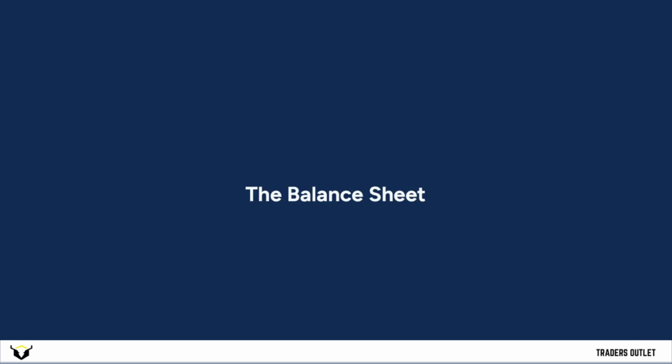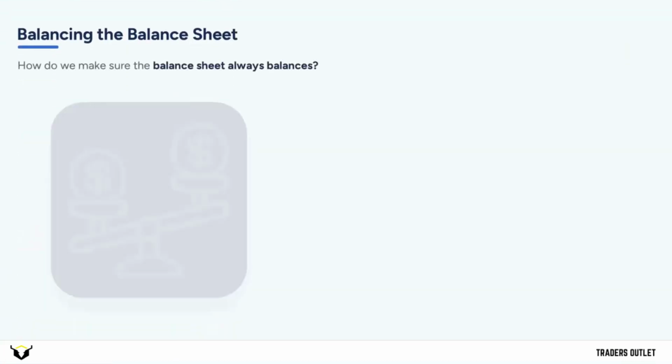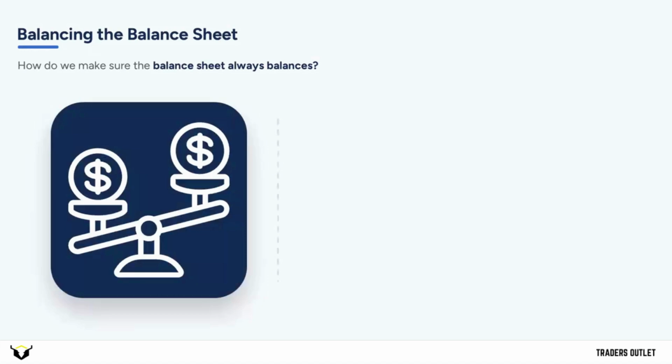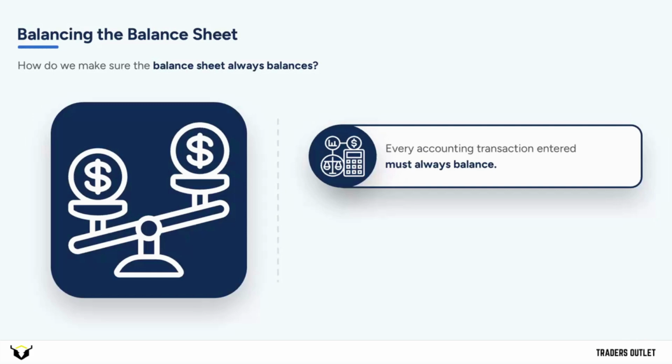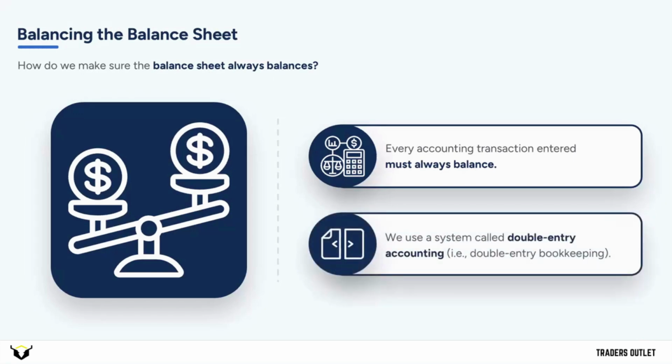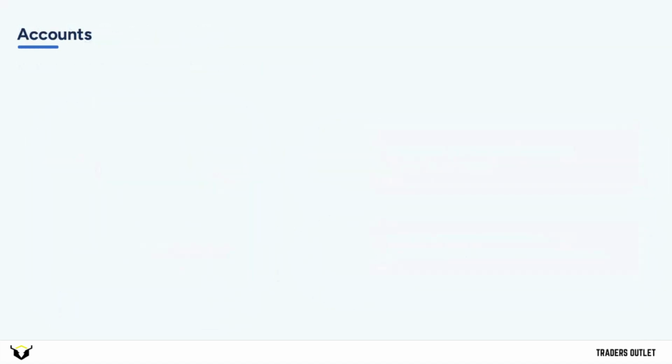So I suspect by now you're probably asking the question, how do we make sure the balance sheet always balances? Well, in essence, we need to make sure that every single accounting transaction, when entered, is balancing the balance sheet. When the transactions are recorded in the financial records of a business, we use something called double entry accounting, or sometimes called double entry bookkeeping. Let's see how that works.